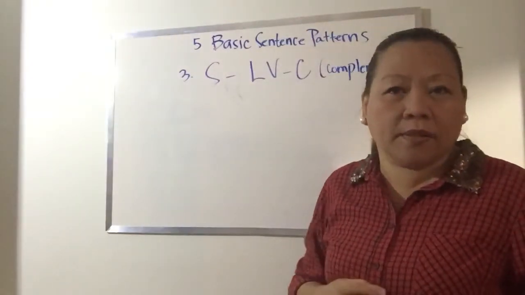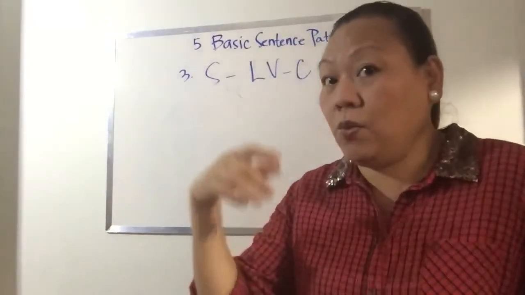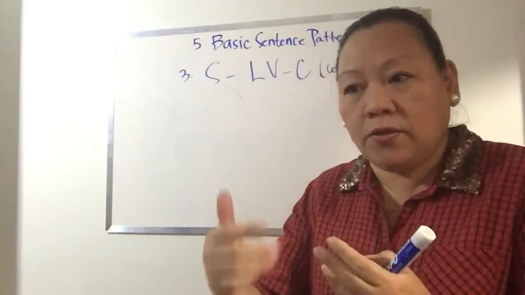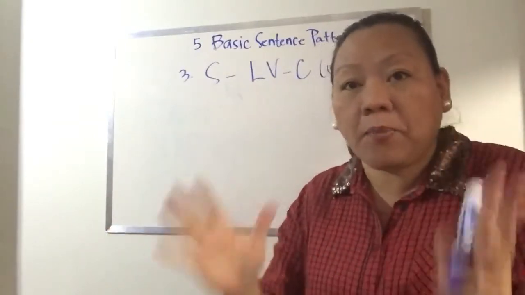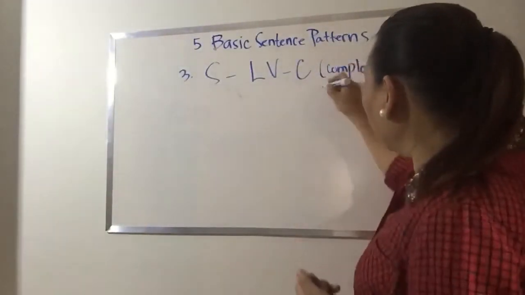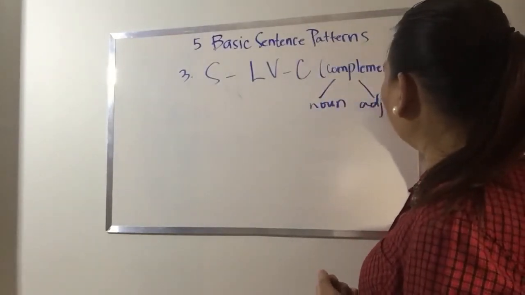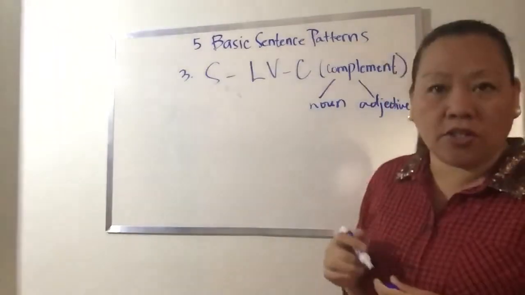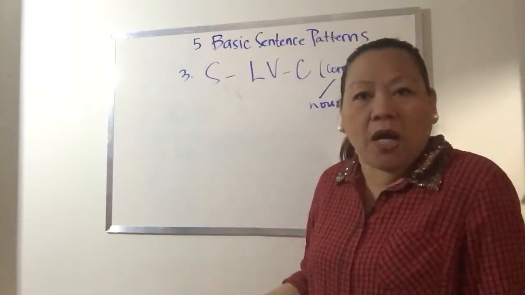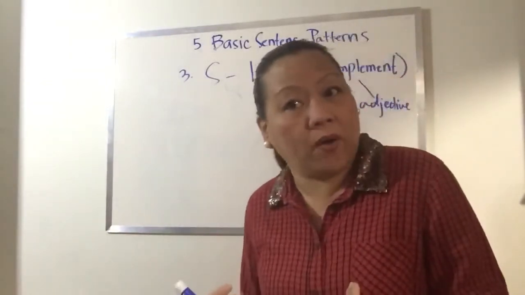So what is a complement? A complement is a word that is used to say something about a subject. It's a word that is used to refer to the subject. And a complement is either a noun or an adjective. So take note, guys. It's either a noun or an adjective. Subject, you know this. It's either a noun or a pronoun, and a subject is the one doing the action, or the one being talked about in a sentence.